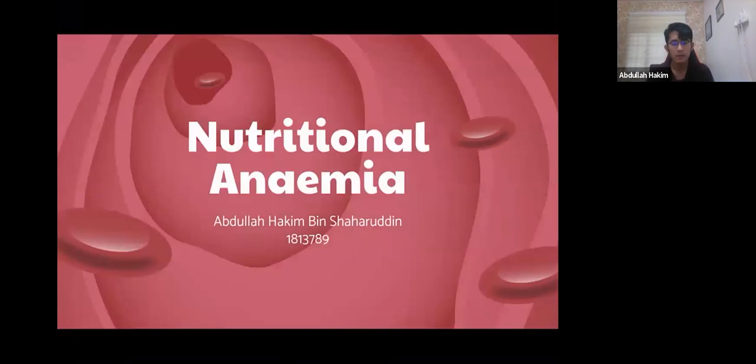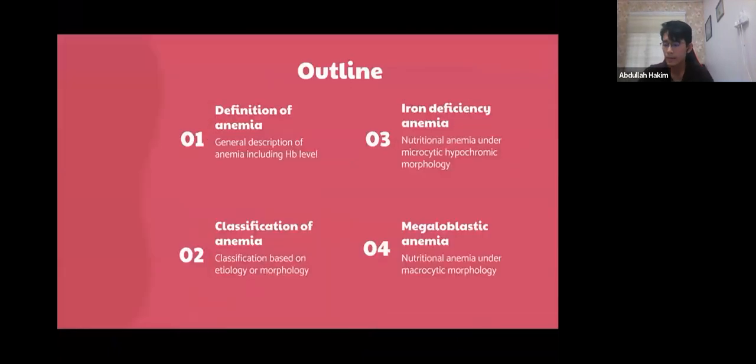So let's proceed to nutritional anemia. So here is the outline of this seminar. We'll be covering the definition of anemia, the classification, and also we'll be diving into nutritional anemia under microcytic hypochromic and also macrocytic morphology.